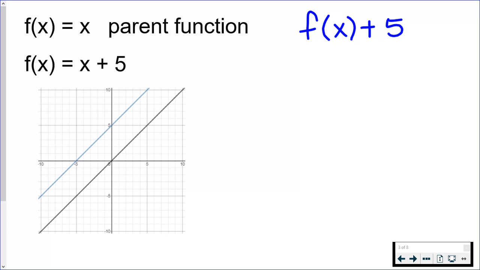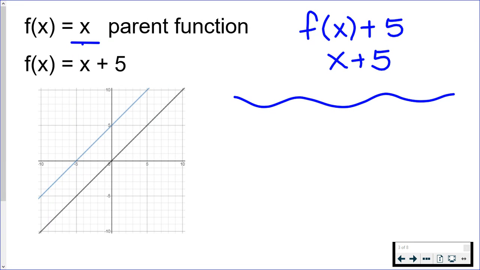Now, if I apply this transformation to the parent function f of x, I know that f of x is x. So if I know that f of x is x, I can replace it, and it becomes x plus 5. So that checks out.